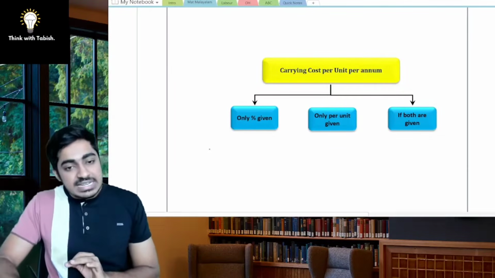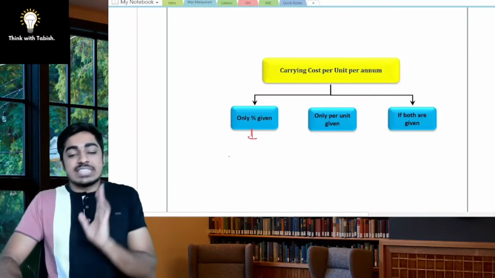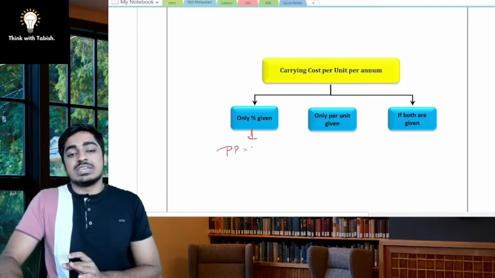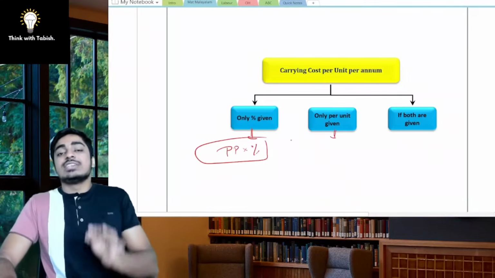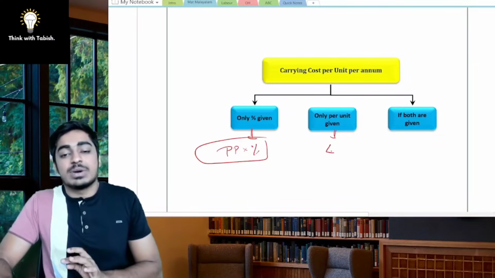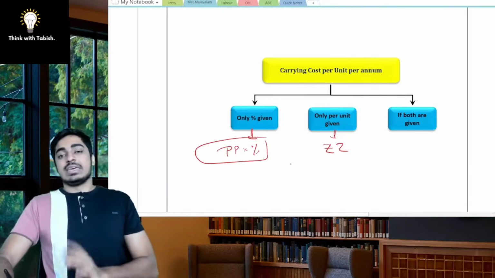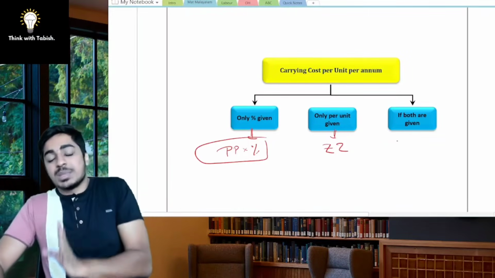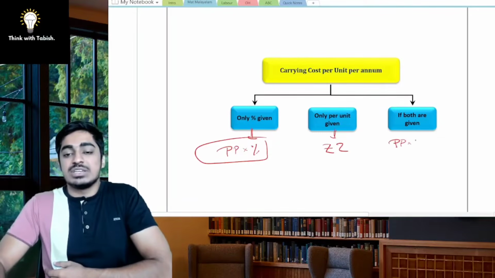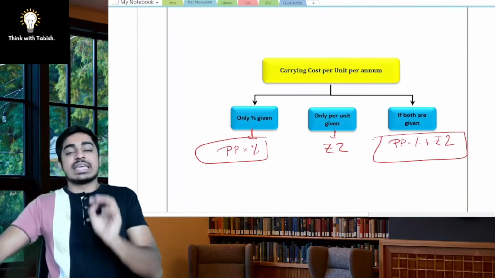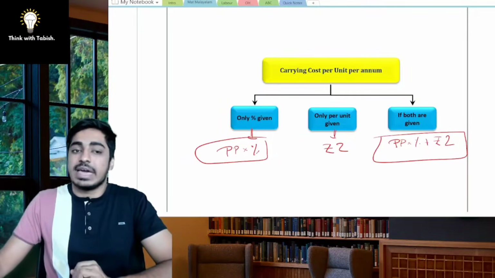If only percentage is given, telling it is 10%, we do purchase price into percentage, we get the carrying cost. If only per unit is given, telling storage cost is rupees 2 per unit per annum, we take it directly. If both are given, we add the percentage as well as the rupee value. That is purchase price into percentage plus whatever is the rupee value given. We arrive at the carrying cost per unit per annum.